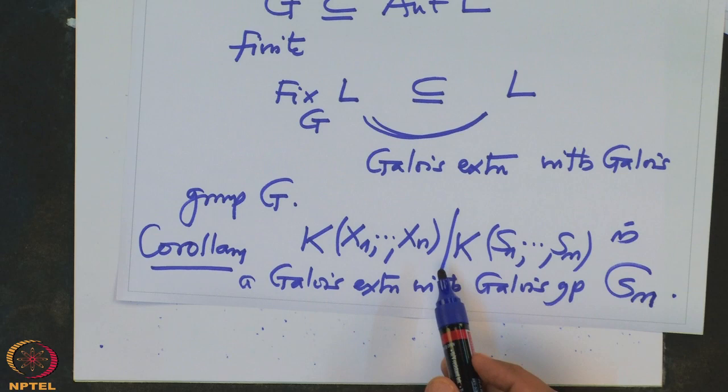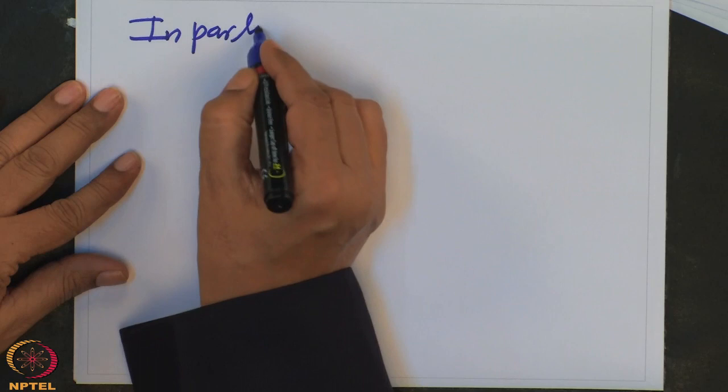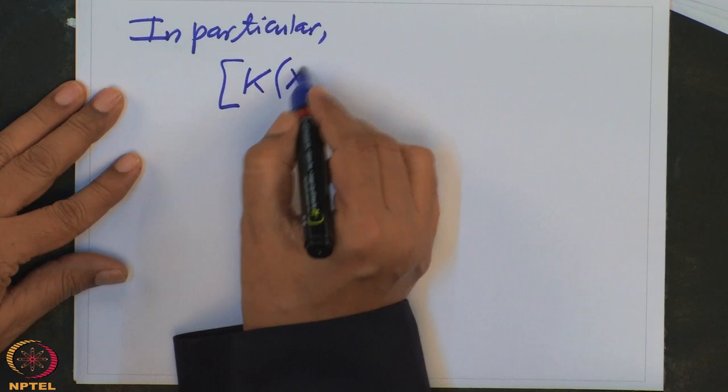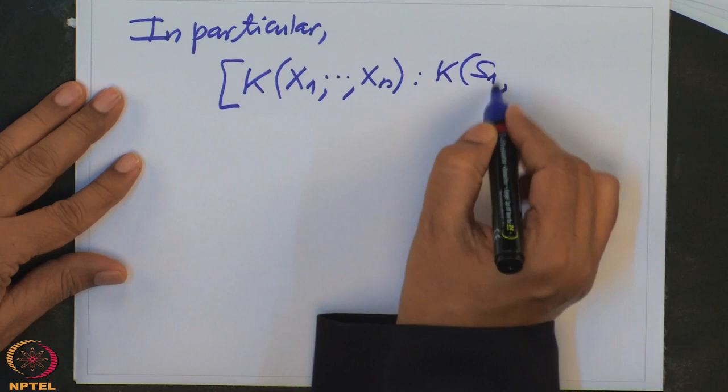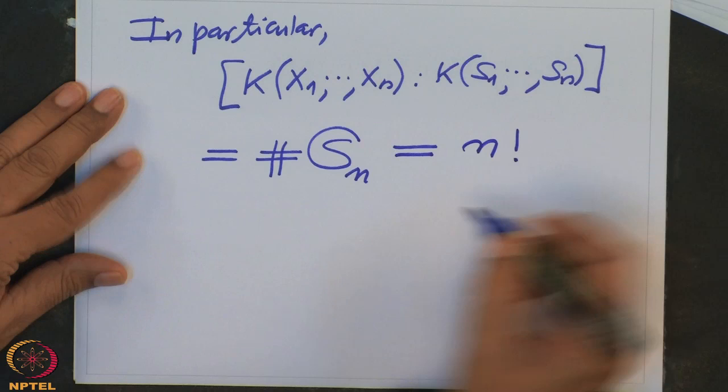In particular, the degree of k(x1 to xn) over k(s1 to sn) is precisely equal to the order of the Galois group, which is Sn, and the order of Sn is precisely n factorial. So with this I will end this lecture, and we will continue studying symmetric polynomials more.